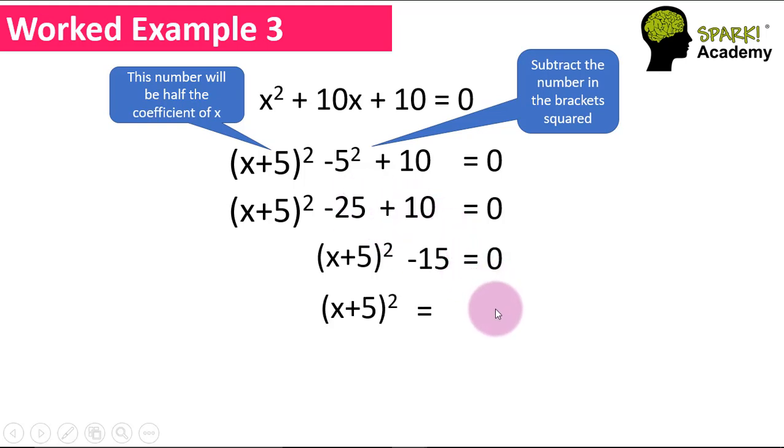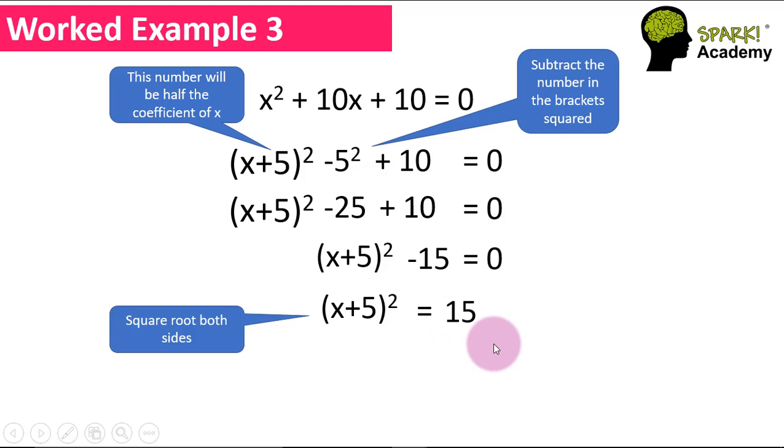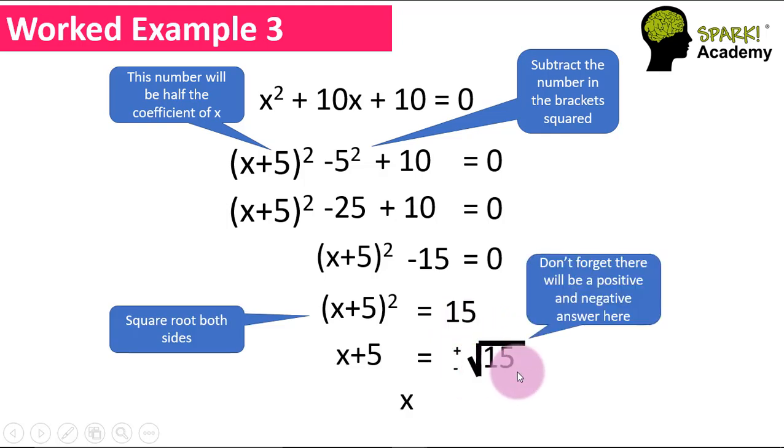So this time I'm going to add 15 to the right and to the left. It cancels it out here. 0 plus 15 gives me 15. Then I'm going to square root. So remember, you get a positive and a negative answer. Now this time, we don't know what the square root of 15 is. It's what we call a surd, so we did that a few lessons ago. So we just leave it in surd form. To get rid of the plus 5, we minus 5, so we just get x equals minus 5 plus or minus the square root of 15, or root 15.